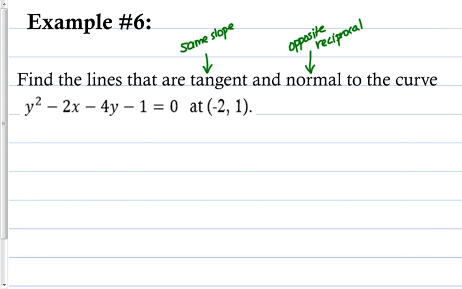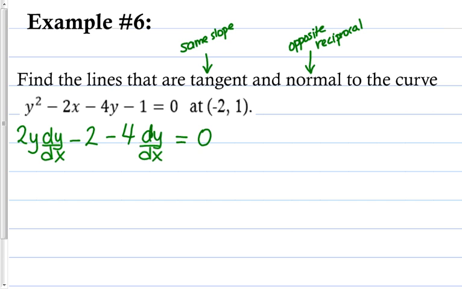Okay, so first I'm going to find the slope. In order to find the slope, I have to derive. So 2y dy/dx minus 2 minus 4 dy/dx. The 1 is 0, and the 0 is still 0. There's my equation, anyway, that gets me the slope.